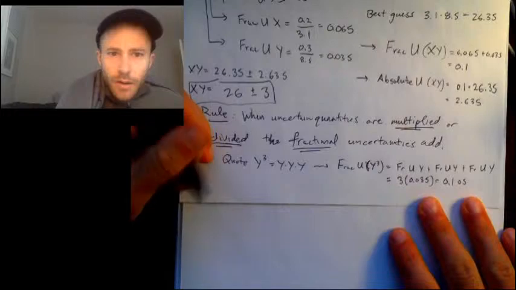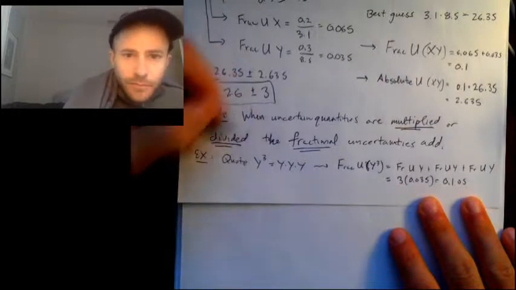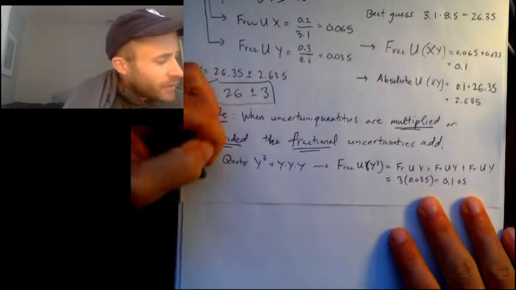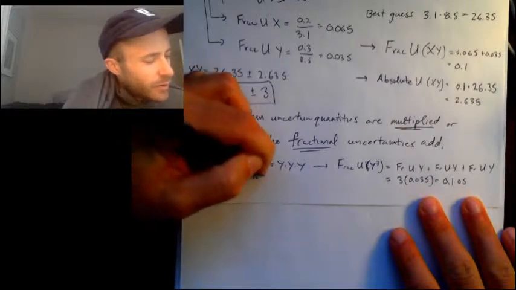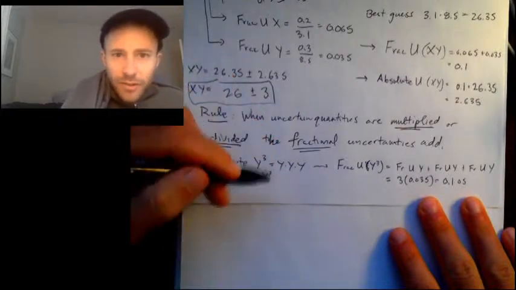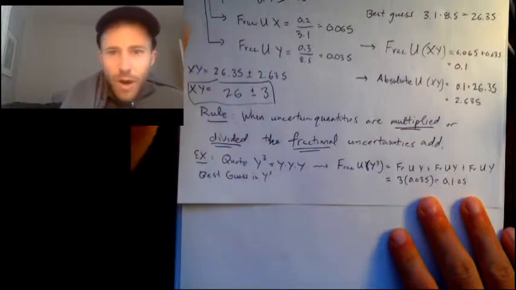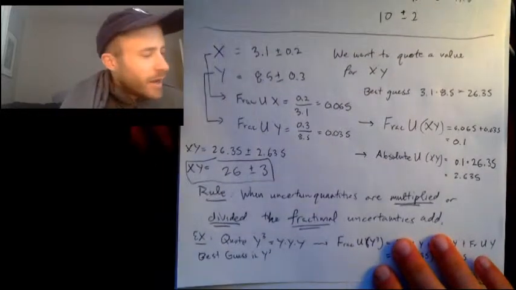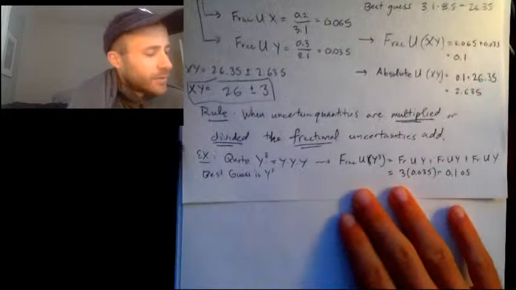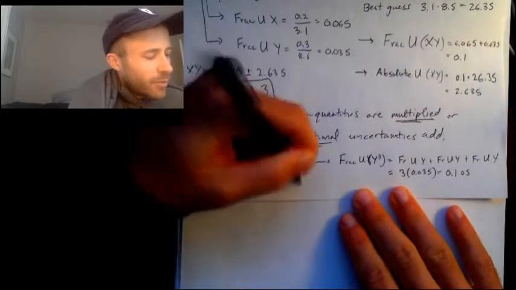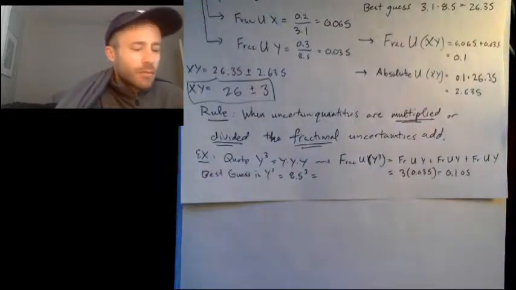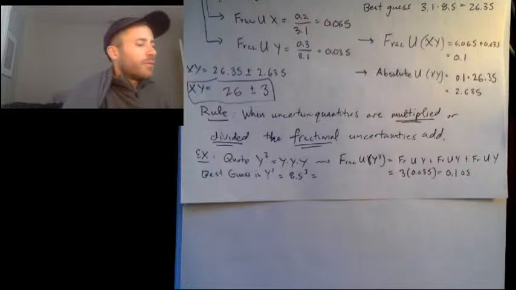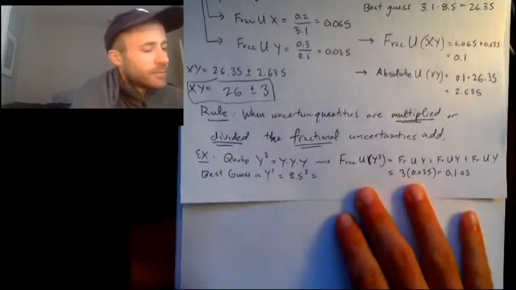And so now, what's going to be my best guess in y cubed? Well, my best guess is going to be the actual value of y, which was 8.5, cubed. So that's 8.5 cubed, which is 614.13.